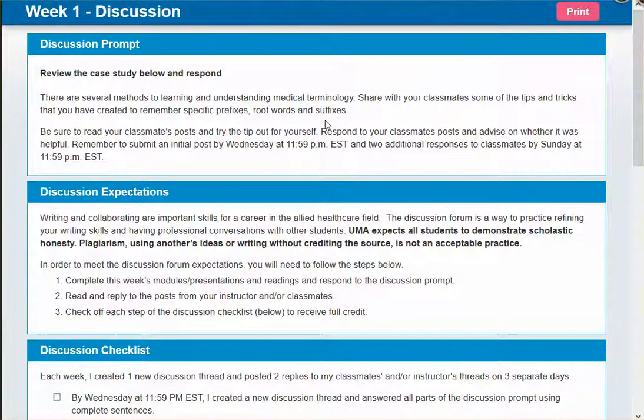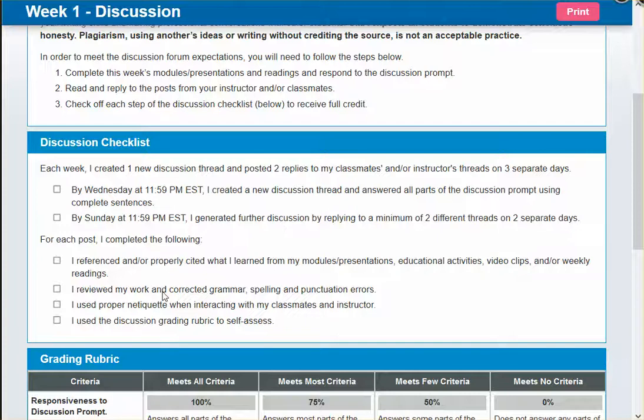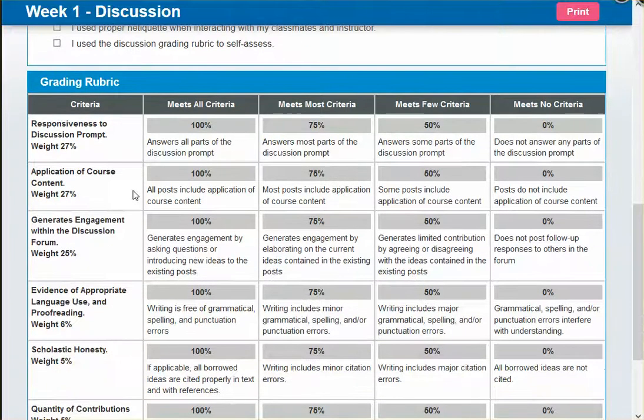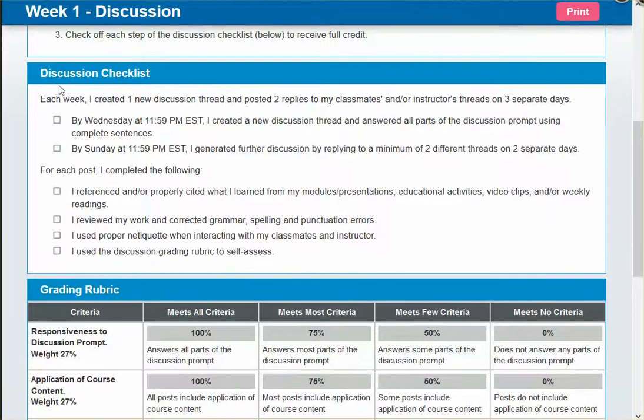Share with your classmates some of the tips and tricks that you have created to remember specific prefixes, root words, and suffixes. After the prompt, each week we have the discussion expectations, and then you have a discussion checklist that you need to complete. Finally, each week you'll have your discussion rubric, and this is referenced in your discussion checklist where it says, I use the discussion grading rubric to self-assess.